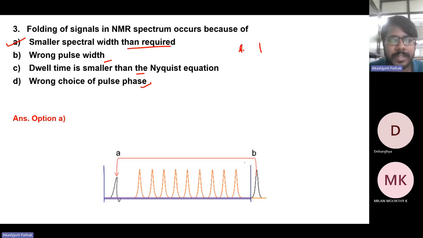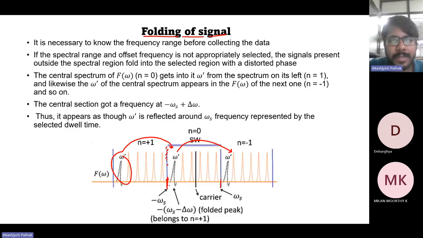So this is a figure. It shows that, for example, here we have taken a very large spectral width. So both of these can cause folding of signals. Okay, I hope this concept was clear.